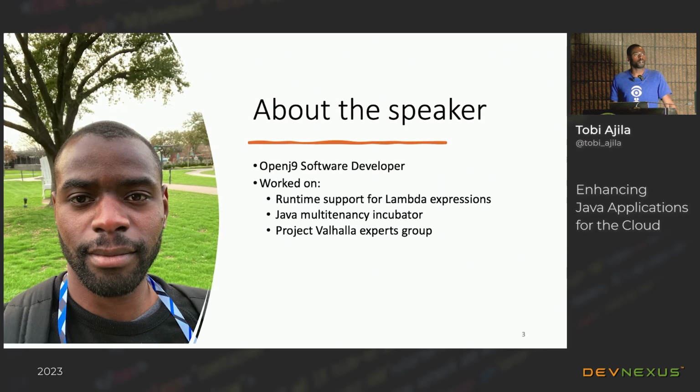A bit about myself. I'm a software developer on the OpenJ9 VM team. I've been working on JVMs since the Java 7 timeframe. So I've worked on a few features in the past: runtime support for Lambda expressions, modularity, etc. Right now, the main things I focus on are leveraging checkpoint restore capabilities in the JVM, and I also collaborate with some other developers on the Valhalla experts group.